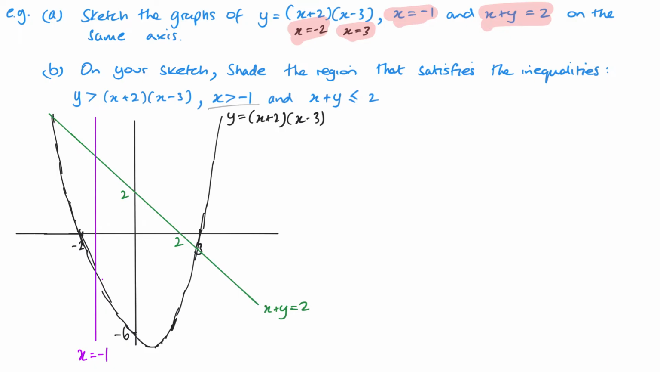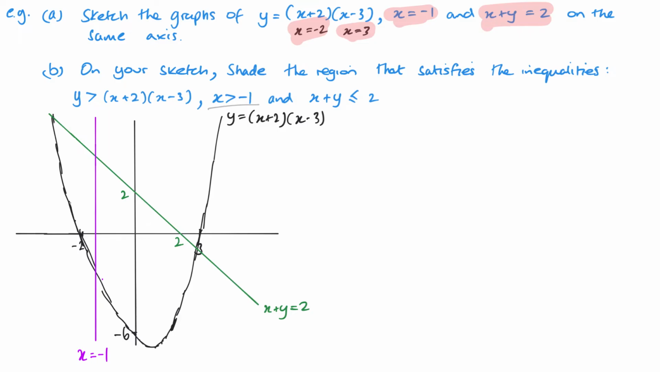So we want to get rid of the regions around it first. I know it tells me to shade the region, but I will always very faintly get rid of the regions that I don't want. So I want greater than my curve. Looking at this, greater than this curve will be above it. And if I'm unsure, pick a point I know. So 0, 0: 0 plus 2, 0 minus 3, so 2 minus 3 is -6. Y, which is 0 here, is greater than -6, which is true. Okay, so that is the right region.